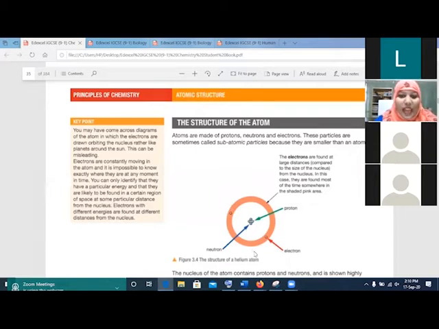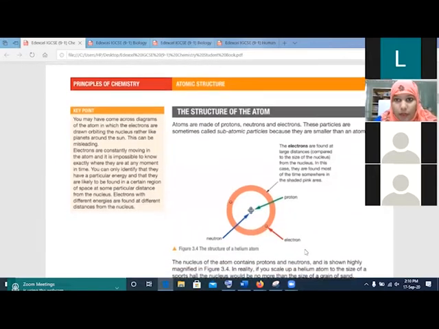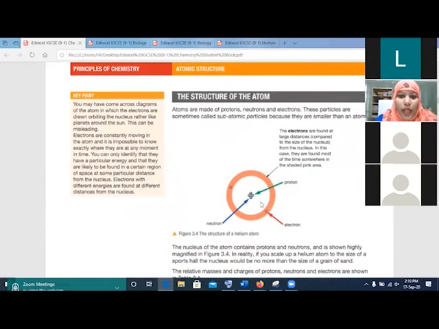So every atom has a generalized structure, which is shown in figure 3.4. At the center of an atom, there is something called the nucleus. Just as a cell has a nucleus, atoms also have a nucleus. The center part of an atom is the heaviest part. I mean, most of the mass of the atom is concentrated in the central nucleus.